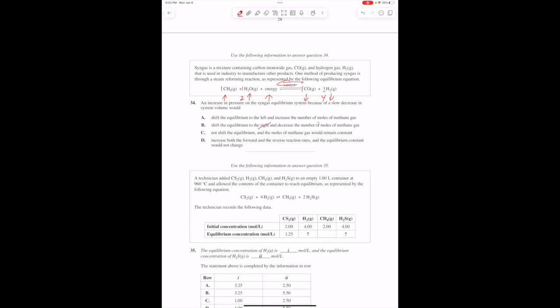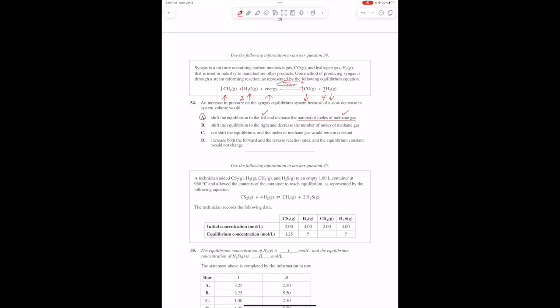Okay, so here I'll go through this systematically. A, shift the equilibrium to the left, true, and increase the number of moles of methane. That's true. That looks like my answer. Don't you love it when it's A? But then you still got to go look because you just have to, right?